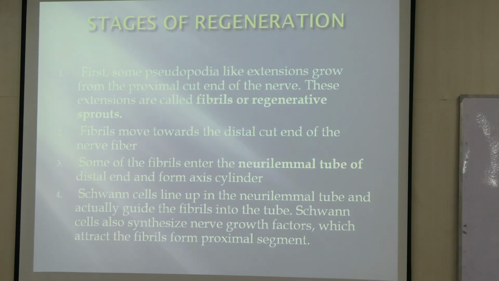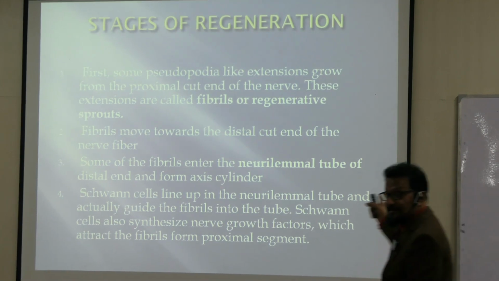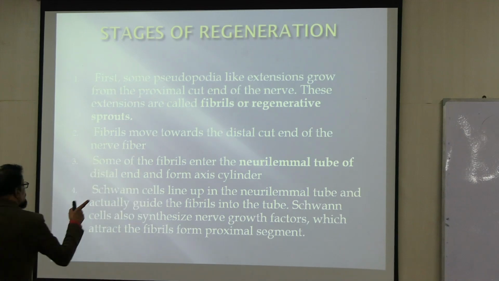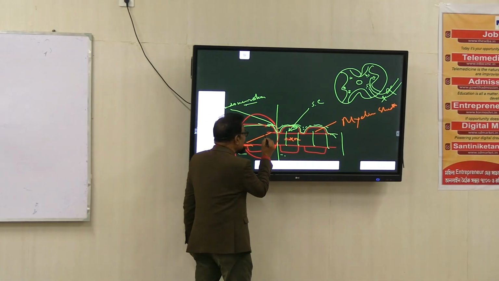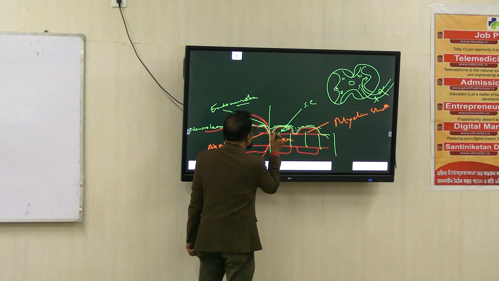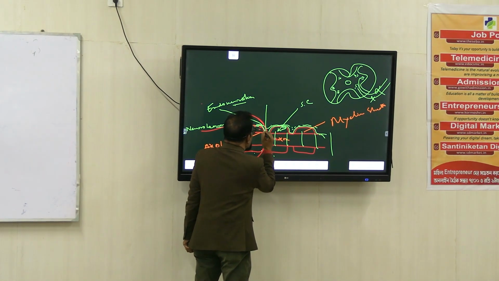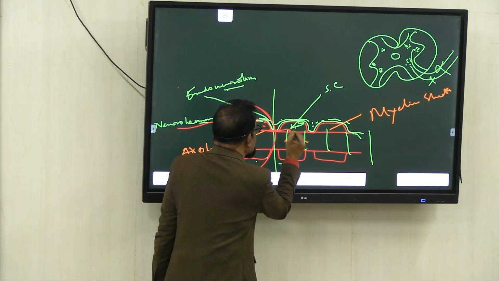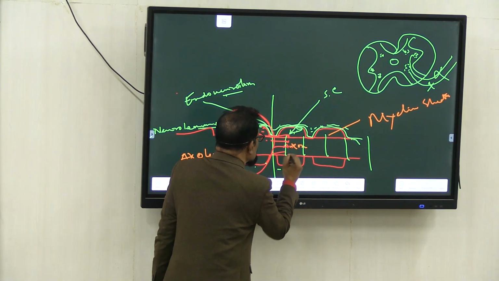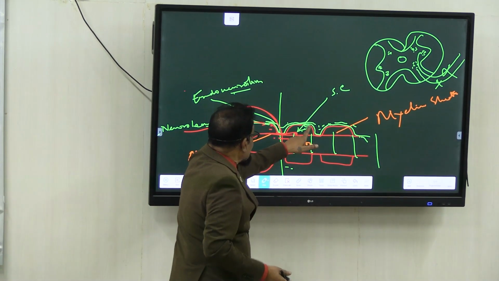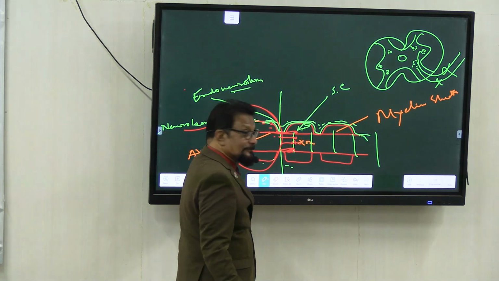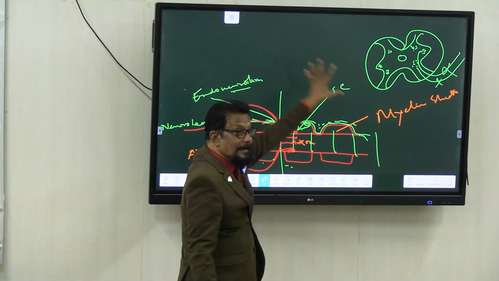Now see, there are 10 points. Stages of regeneration. Just follow one by one. First, some pseudopodia-like structures will be coming out from this part. They will produce some fibrils. These fibrils will proceed and look for the way. At the same time, here Schwann cells are died. Here the Schwann cells are not died. But in the periphery there are a lot of Schwann cells.